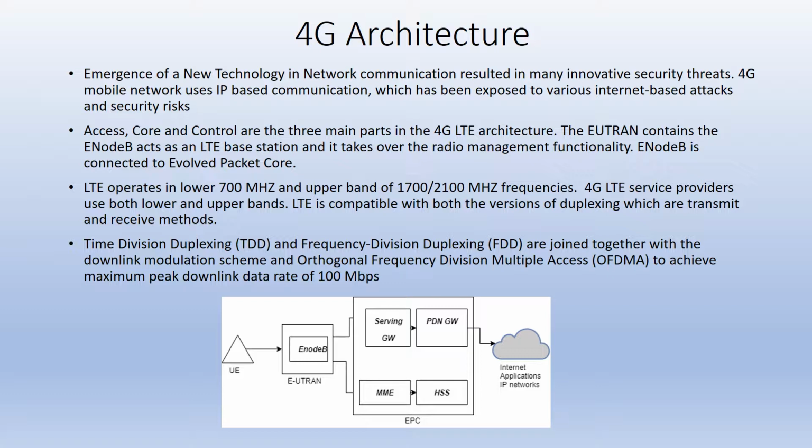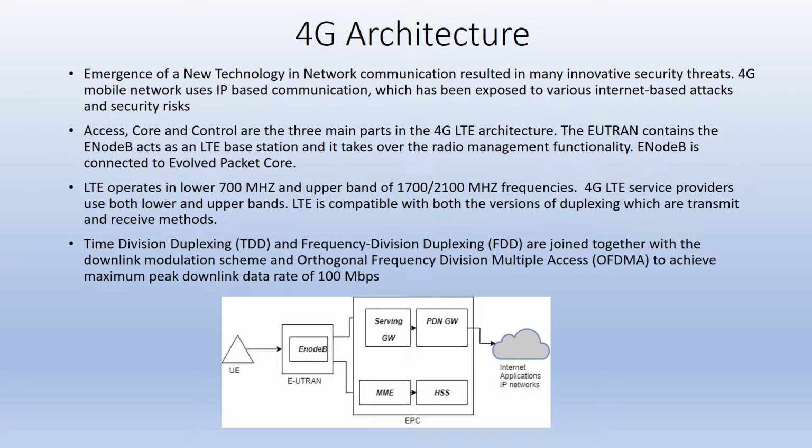In this 4G architecture, access, core, and control are the three main parts, and E-UTRAN contains eNodeB, and it acts as an LTE base station. It takes over the radio management functionality. So when eNodeB is connected to the evolved packet core, it is then connected to the internet and applications and IP networks, etc.